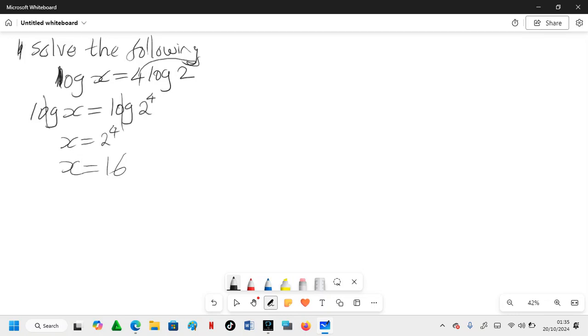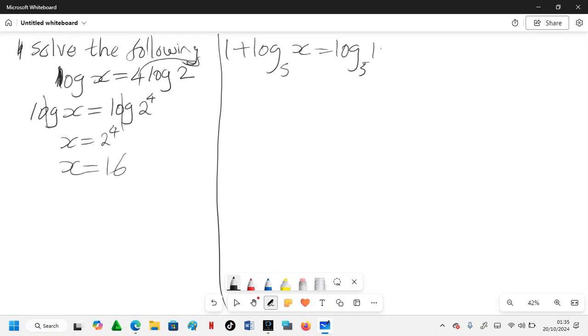Alright, you can look at another one where we are told that 1 plus log to base 5 of x is equal to log to base 5 of 12. And of course, we are supposed to find the value of x. So we're going to first write this one in terms of logarithms. Remember, we want to combine them so that we have log something on the left hand side, log something on the right hand side, and then you cancel the logs and you find the value of x. You must always know what you're targeting.